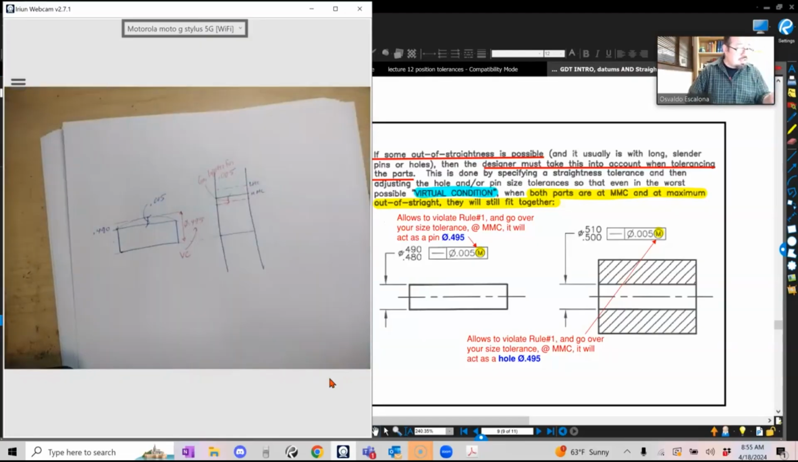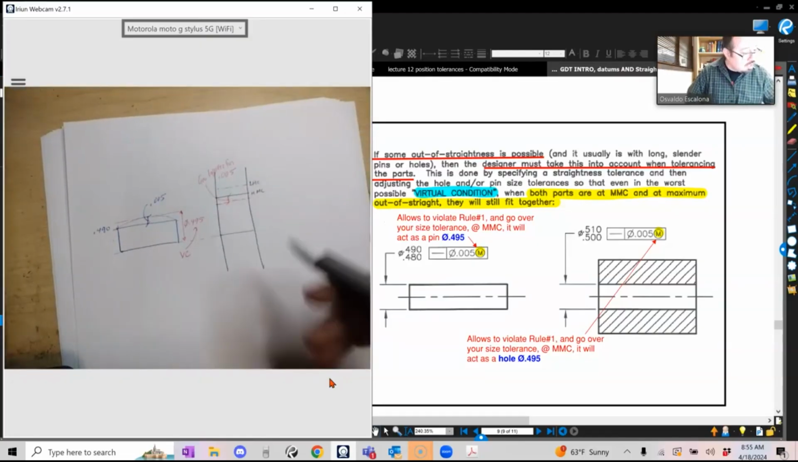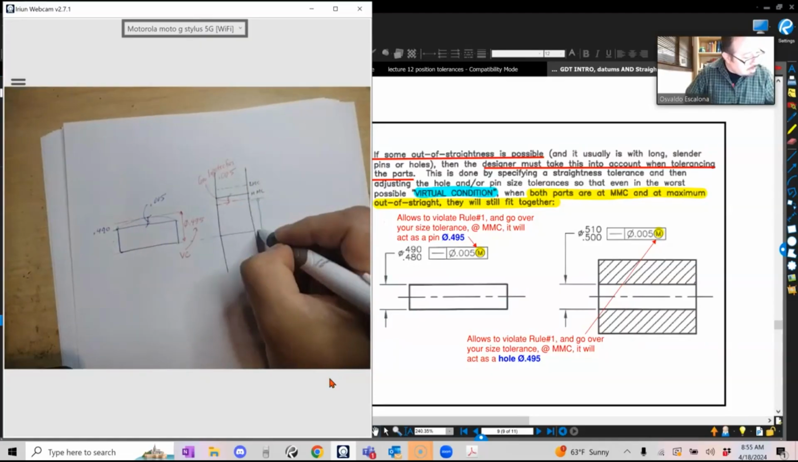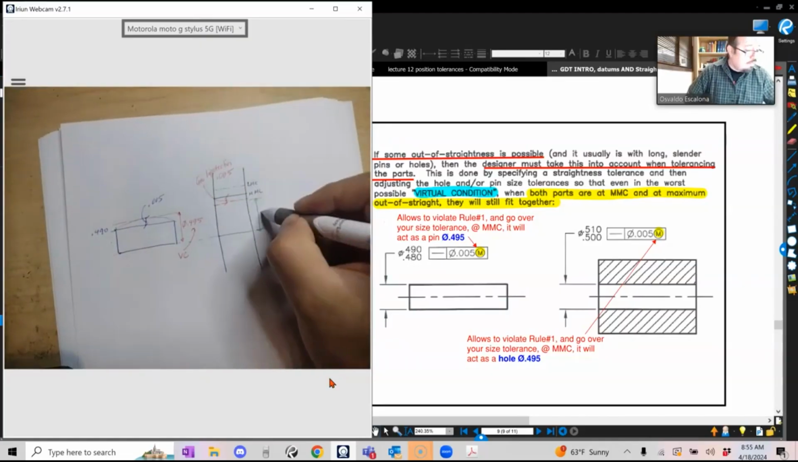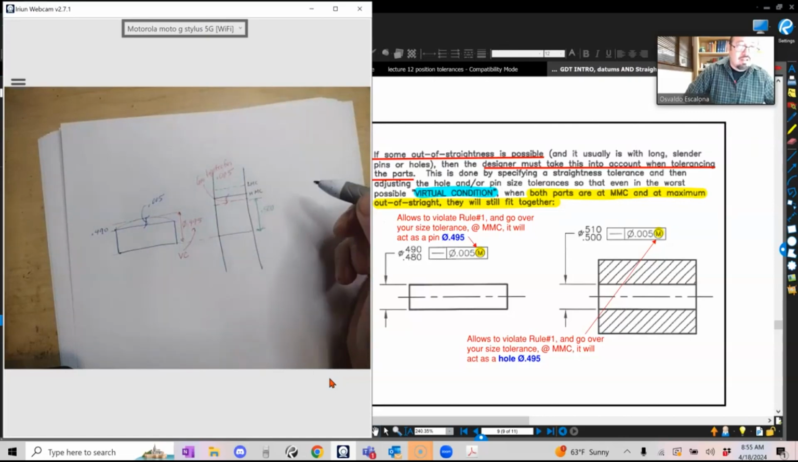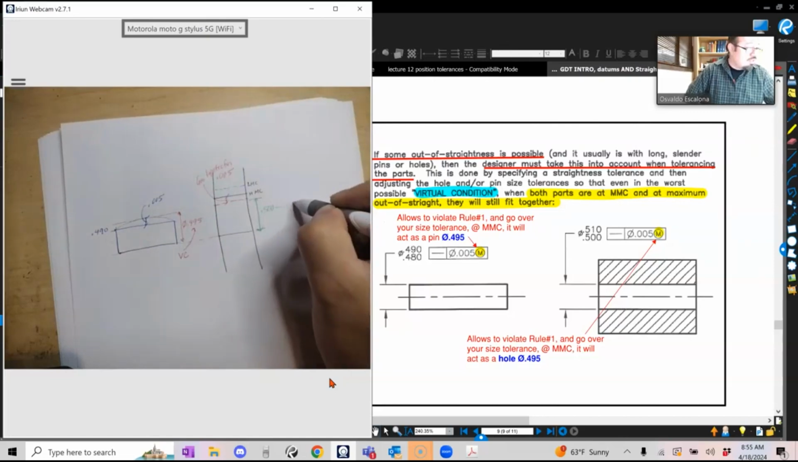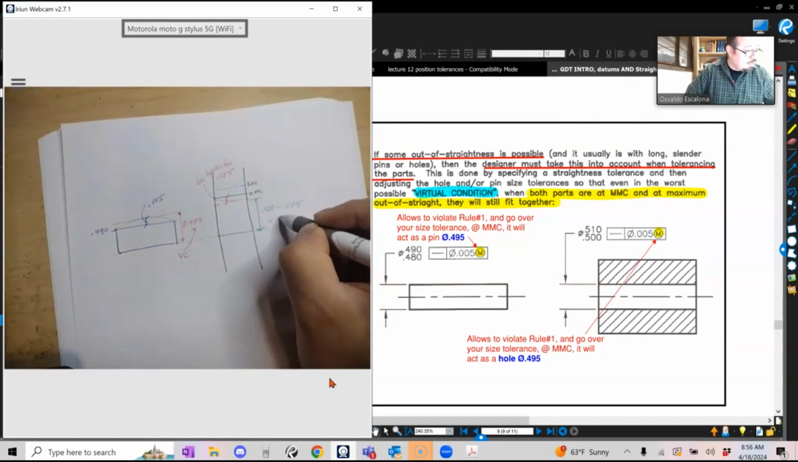So now what is this? The hole at this worst case condition. What is the smallest? In other words, 0.500 minus 0.005, which gives me 0.495.